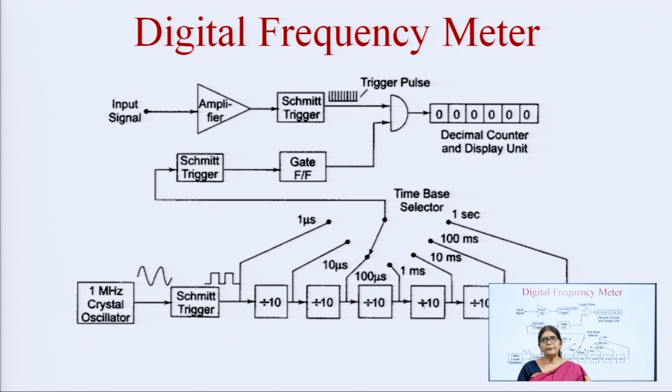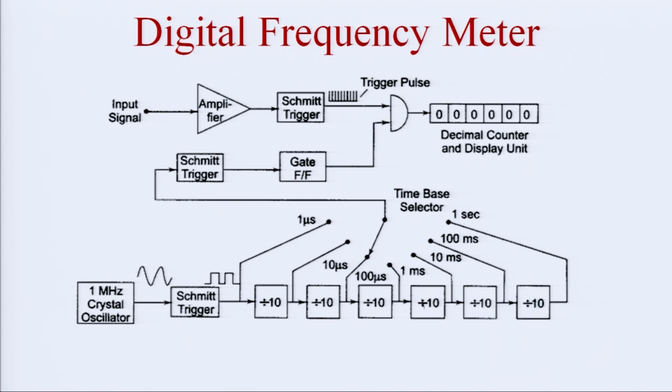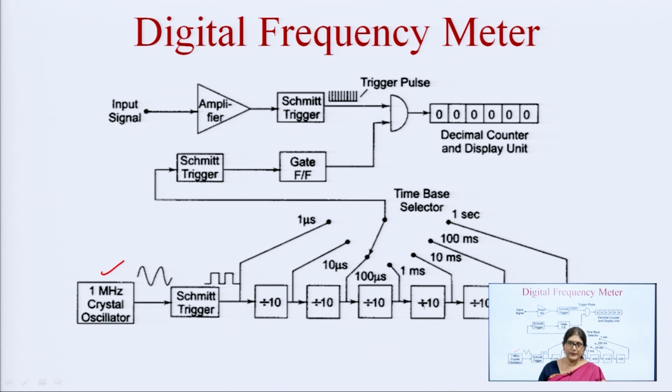Now, digital frequency meter. This is the block diagram of a digital frequency meter. Here we can see that the clock pulse is generated by the clock oscillator, and it generally generates a 1 megahertz clock pulse. A crystal oscillator is a very stable oscillator, which is why crystal is used for the oscillation purpose. When pressure is applied, it produces a frequency, and it will withstand temperature and other changes better than other types of oscillators. So, crystal oscillators are preferred.